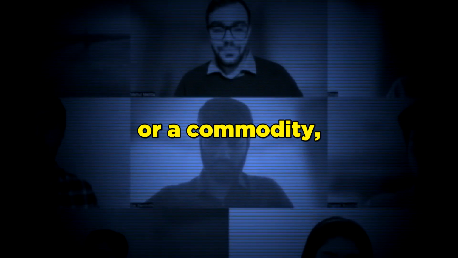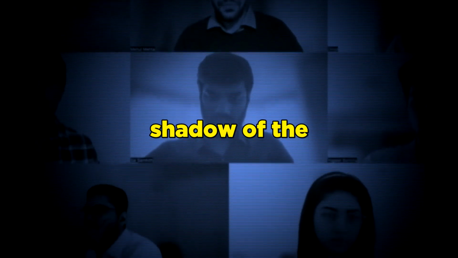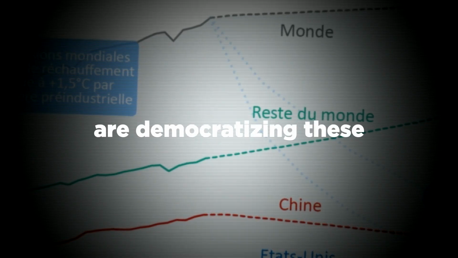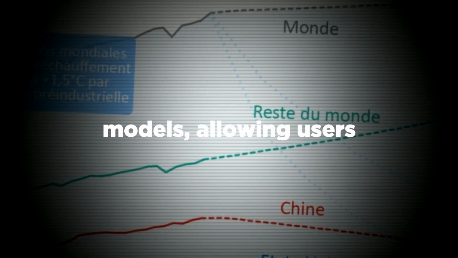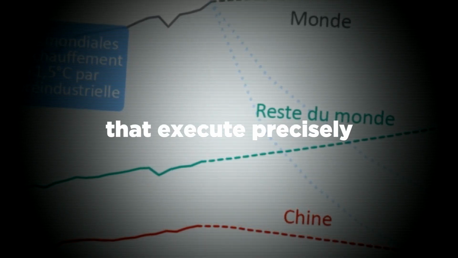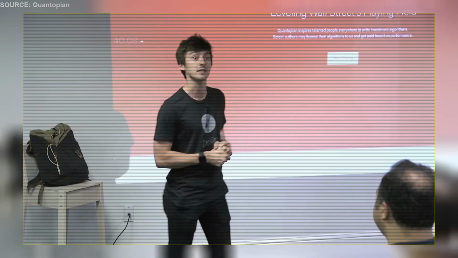Whether it's a stock, a bond, or a commodity, the derivative acts as the mathematical shadow of the underlying price action. Modern quant platforms are democratizing these models, allowing users to develop instructions that execute precisely within a finite time frame. Democratizing quantitative finance in some way or another.